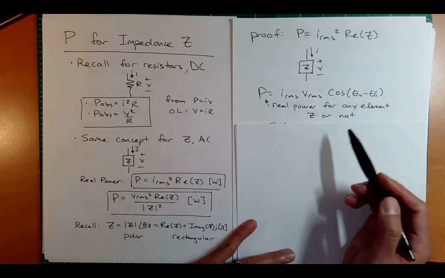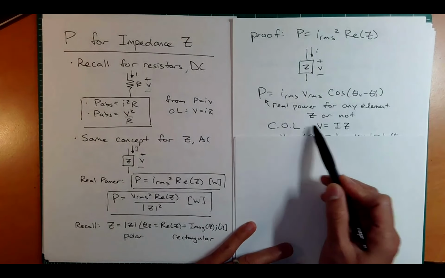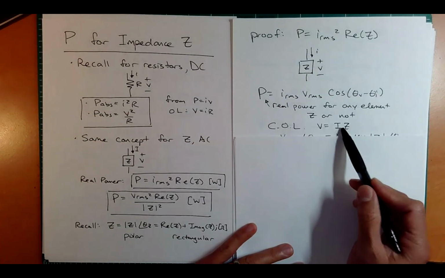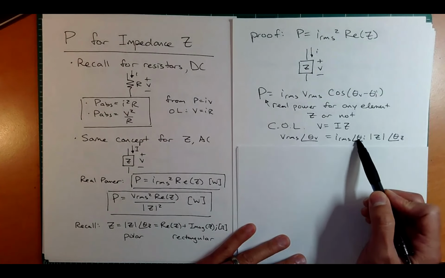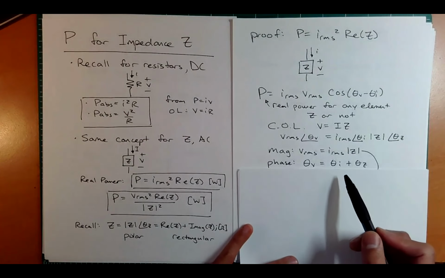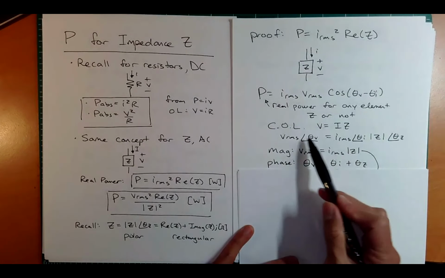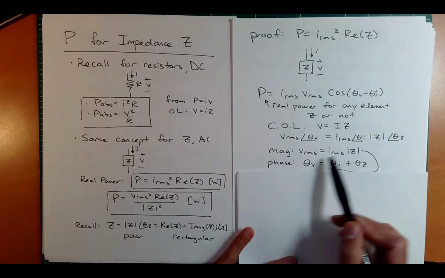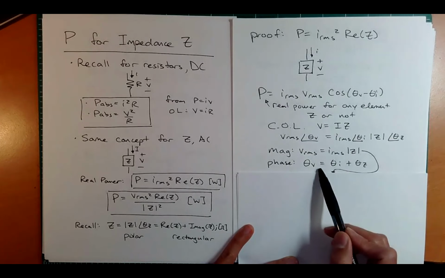It's a good review from last lecture. And like I said, real power for any element. Then you apply our complex Ohm's law, not regular Ohm's law, V equals IZ. And you know that VRMS angle theta V equals IRMS angle theta I times the magnitude of Z angle theta Z, good. And you get, really sneakily, two equations when you see a phasor equation, the magnitude version and the phase. And when you multiply phasors, you add the phase, theta I plus theta Z here.